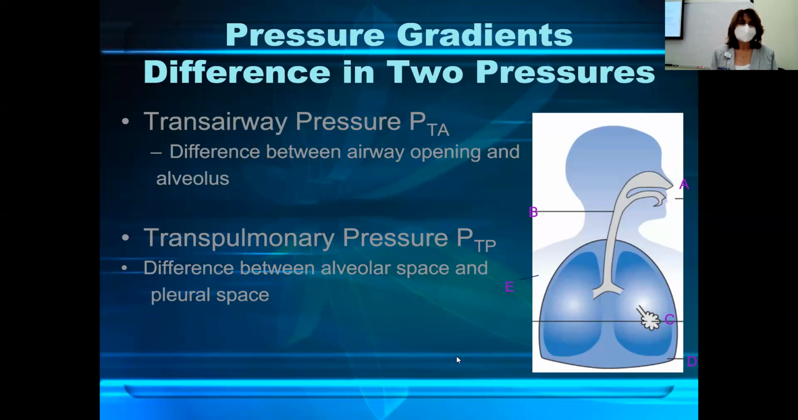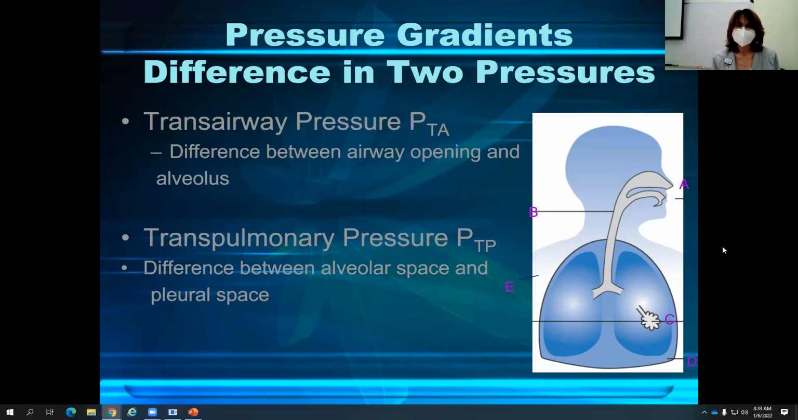Another pressure gradient is transpulmonary pressure. This is the difference between the alveolar space and the pleural space. All right, so on the picture, we have letter A showing pressure in the atmosphere. And pressure in the alveoli, I guess, would be C. Pressure in the pleural space is letter D.